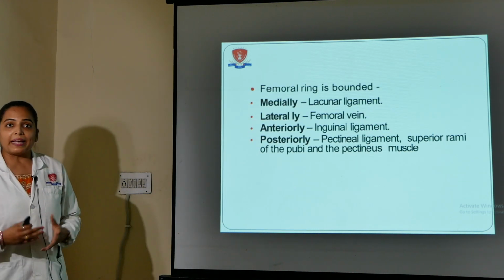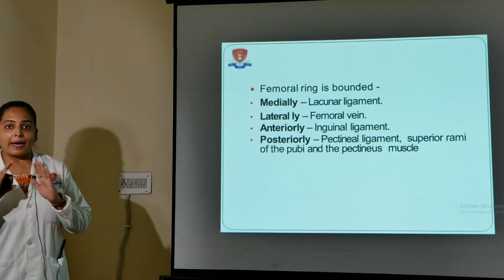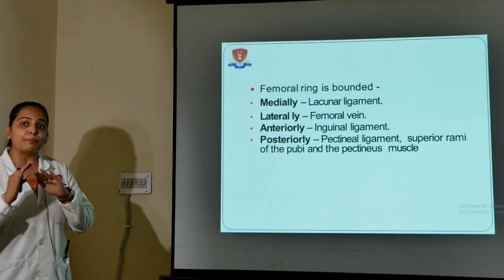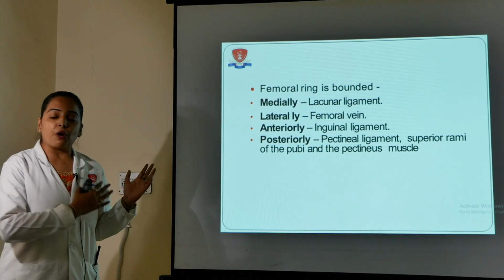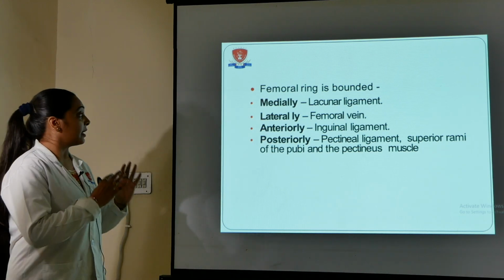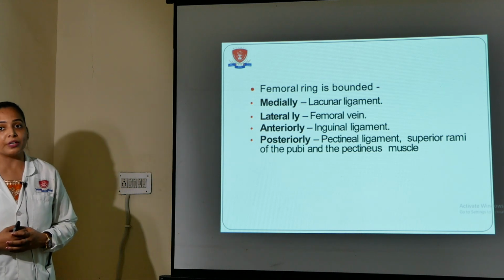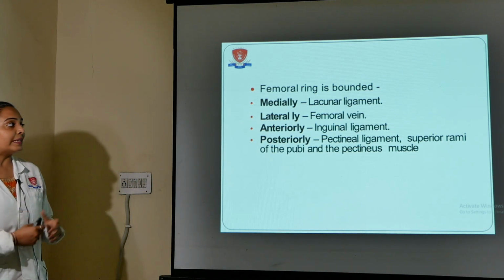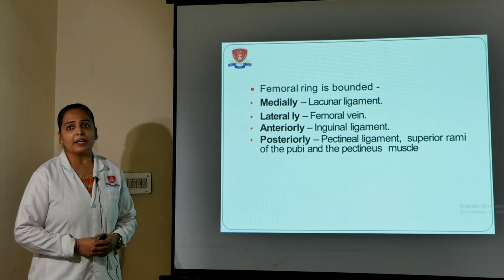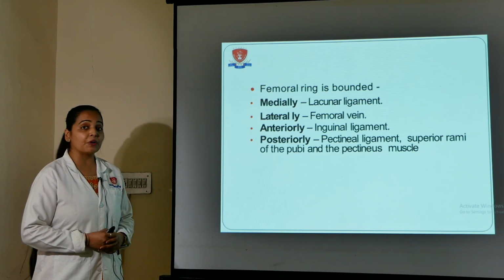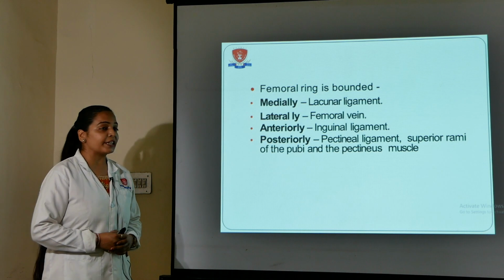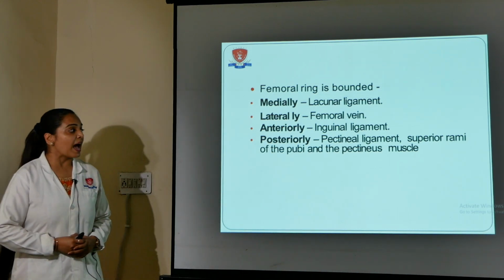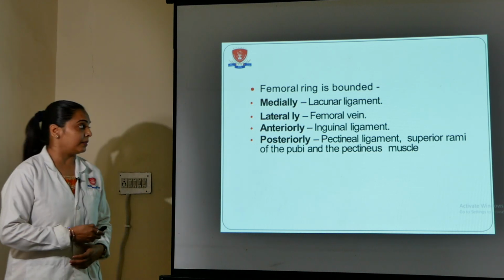Now this femoral canal is bounded by a femoral ring at the upper aspect, that is, the base of the femoral canal forms the femoral ring, and there are 4 boundaries of the femoral ring. Laterally it is bounded by the femoral vein, medially by the lacunar ligament, anteriorly by the inguinal ligament, and posteriorly by the pectineal ligament, superior ramus of the pubis and pectineus muscle.